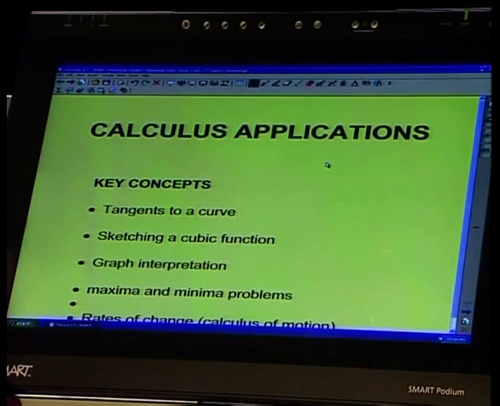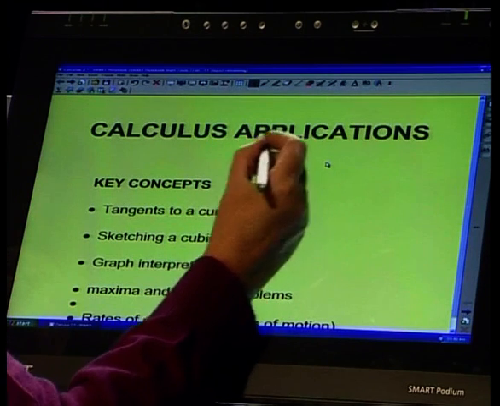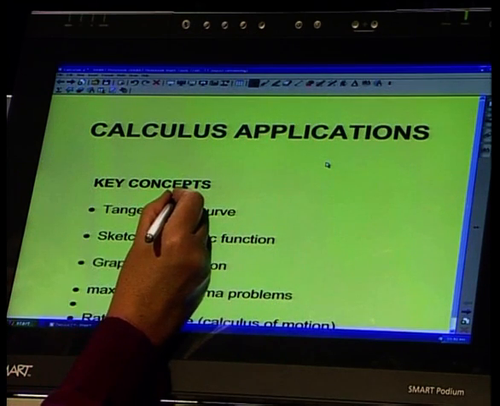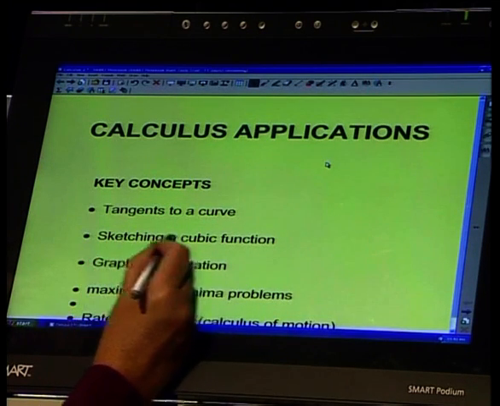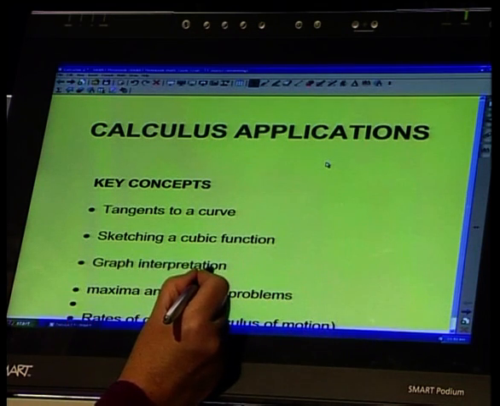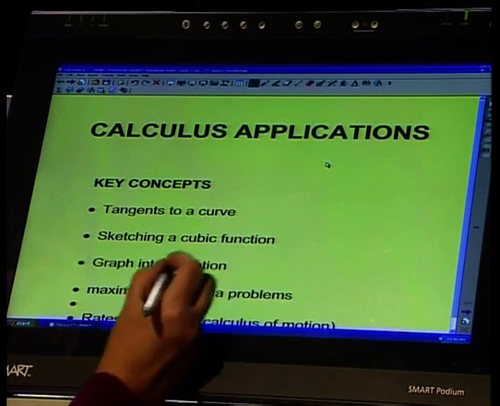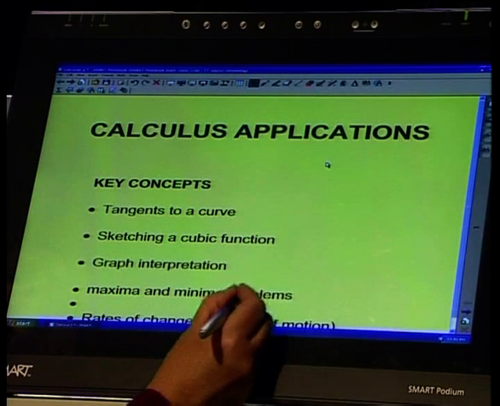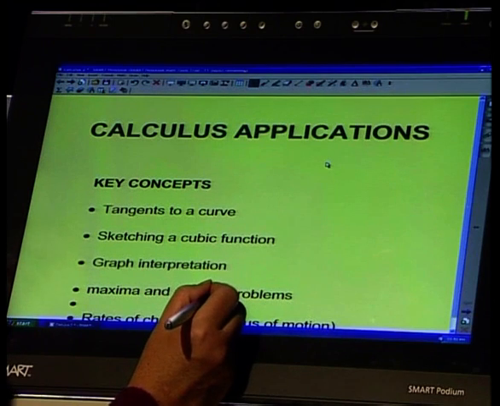Right, let's have a look at our outline of what we have planned for the next two sessions. If you look over here, I've called it calculus applications because this is really where we start working with it. The key concepts we intend to cover is firstly the concept of a tangent to a curve, then how to sketch a cubic function. A cubic function is a power 3 equation. Graph interpretation, which you will know about from all your other graphs. We're just going to now carry it into the cubic function. And then maximum and minimum problems, which I'm sure we won't get to this time, and rates of change or calculus of motion, which I'm sure we won't get to as well. But we will slowly address those as we go.